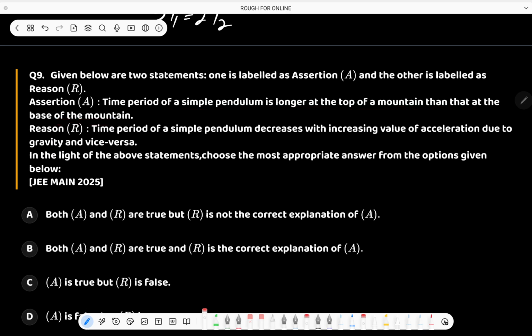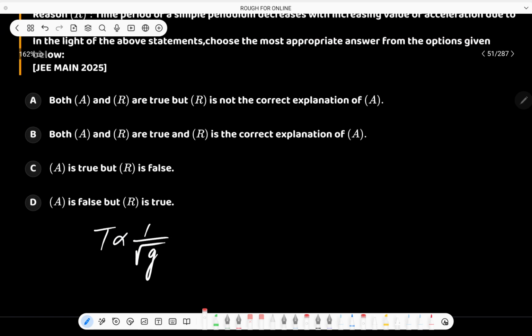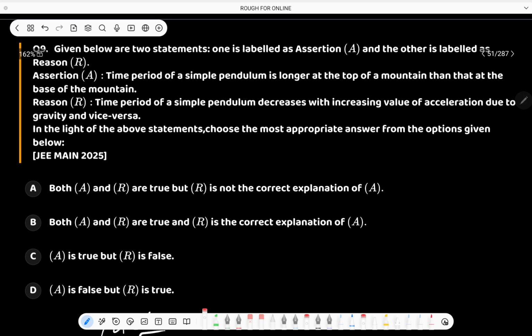All right, now look at the reason. The time period of a simple pendulum decreases with the increasing value of the acceleration due to gravity. As the acceleration due to gravity increases, the time period decreases. All right, so both the statements are correct.